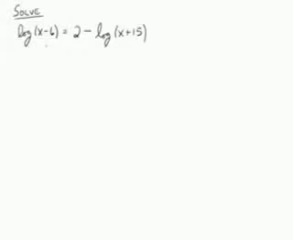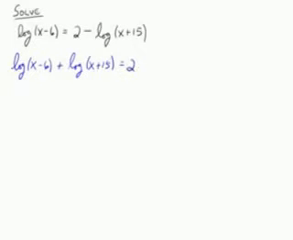Please fight that temptation. Alright, so we notice that we've got a log here and a log here. They're the same base. Alright, so it looks like we're going to need to do a little work. So let's get all the logs on one side. And so we would have the log of x minus 6 plus the log of x plus 15 is equal to 2.